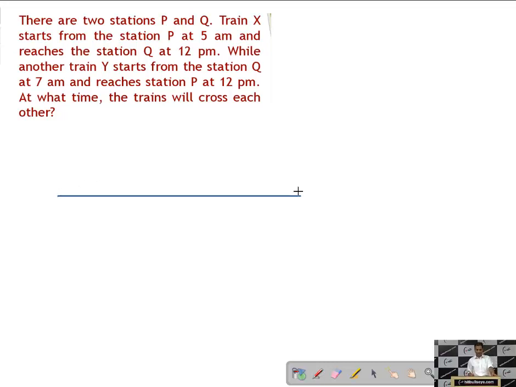There are two stations P and Q. Train X starts from station P at 5 a.m. and reaches station Q at 12 p.m. While there is another train Y, starting from station Q at 7 a.m. and reaching P at 12 p.m. The question is, at what time will the trains cross each other?